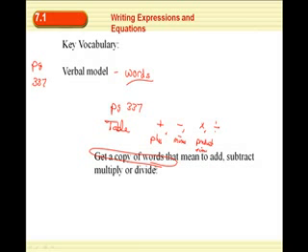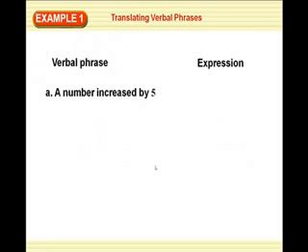Write the table right now, even though I know it's not a key concept box. Okay, so what we're going to do is translate verbal phrases. A verbal phrase is something in words. So, a number increased by 5. If you increase something by 5, you add 5 to it. We don't know what the number is, so we use an unknown. So it would be just x plus 5.